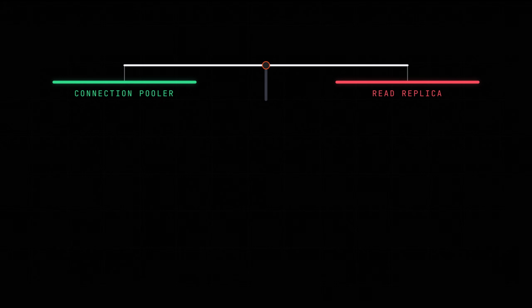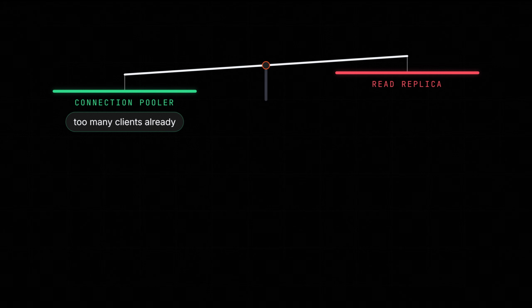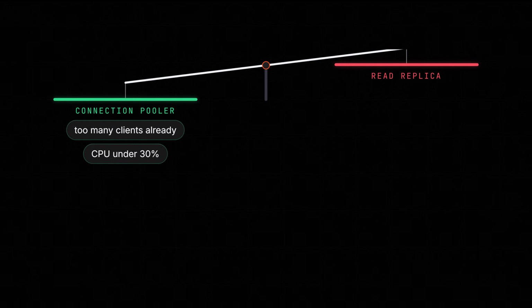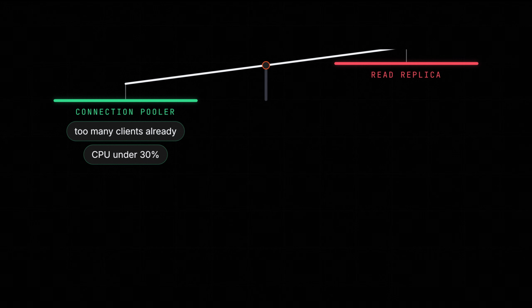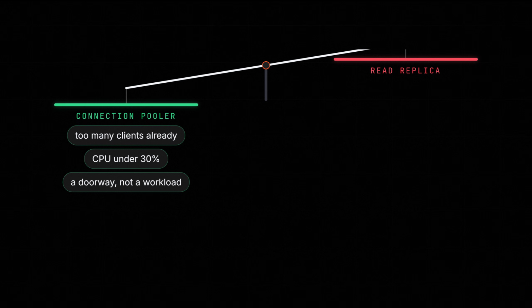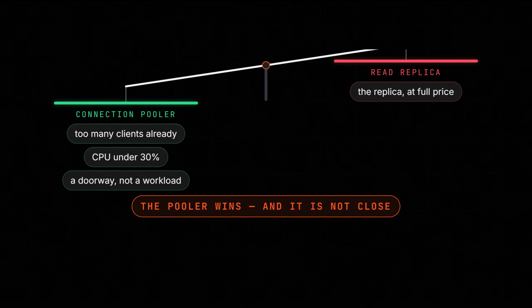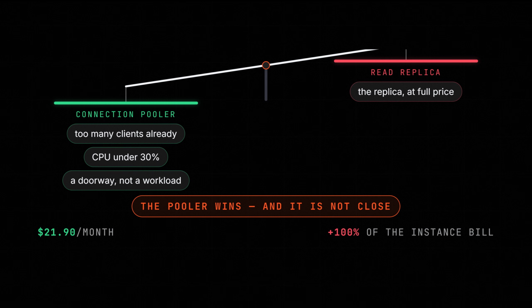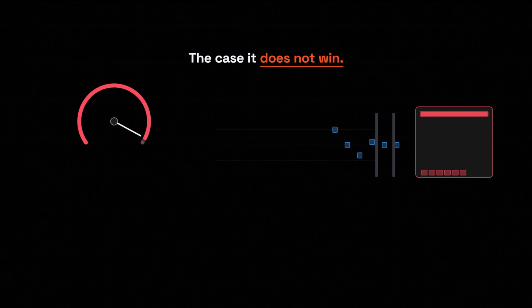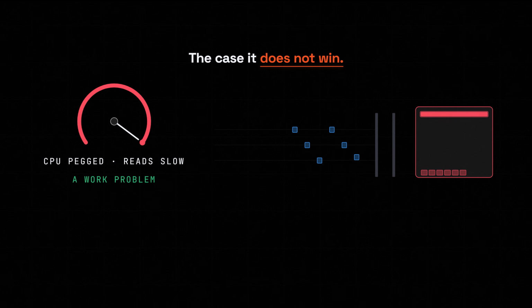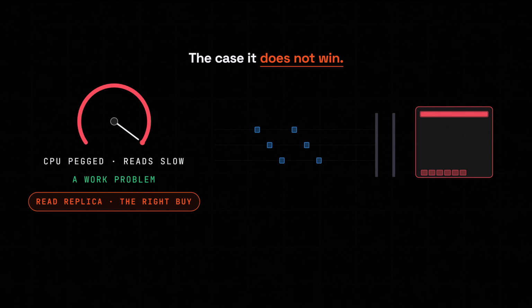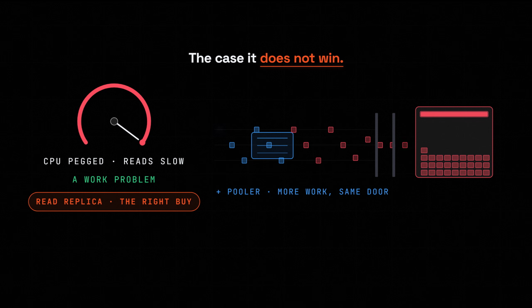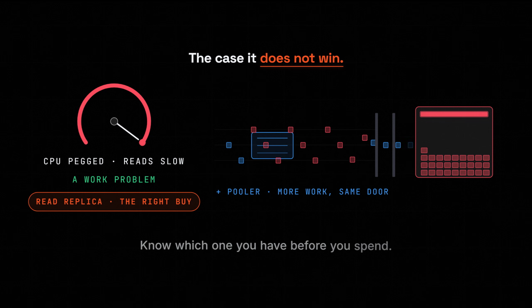So, the verdict. If your log says too many clients already while your CPU sits under 30%, the pooler wins, and it is not close. $22 a month against a doubled instance bill. For a failure the replica cannot fix because it inherits the ceiling you are trying to escape. The case it does not win: pegged CPU and slow reads. That is a work problem. The replica is the right buy, and a pooler on its own makes it worse by letting more work through the door. Know which one you have before you spend.